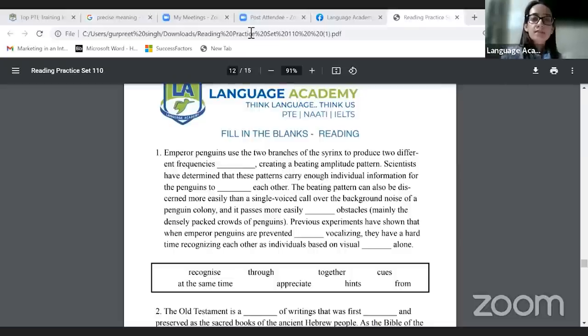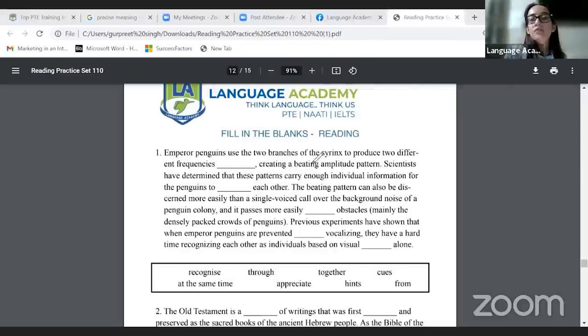Two frequencies cannot be produced together. They can be produced at the same time because they're two different things. So together will mean that both of them come together, like one frequency can be understood as the volume of the sound. That's also frequency, or the vibrations that sound create. So it should be at the same time.